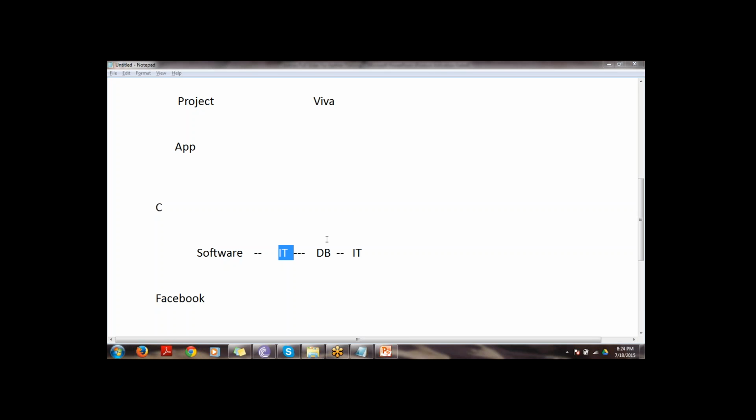Okay. So here, guys, see, if I want to use the Facebook application, I no need to install any software. So I'm not installing any software, right? So is there any use of the IT team? Obviously, no. Am I right? So here I'm not installing any software, so I no need to worry about this IT team.